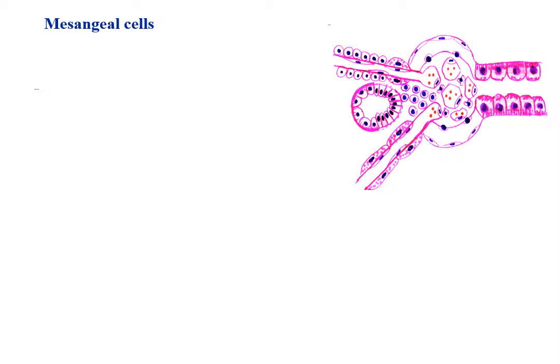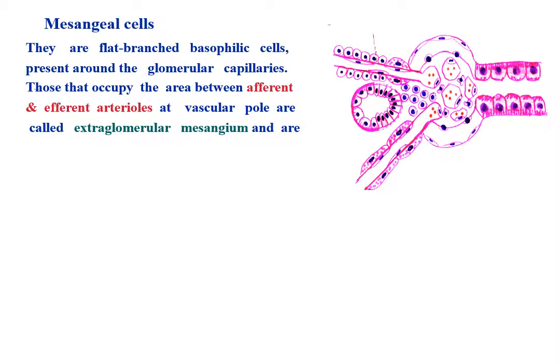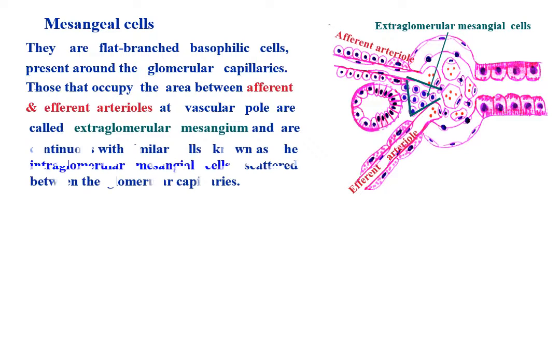Mesangial cells. They are flat-branched basophilic cells present around the glomerular capillaries. Those that occupy the area between the afferent and efferent arterioles at the vascular pole are called extraglomerular mesangium and are continuous with similar cells known as intraglomerular mesangial cells scattered between the glomerular capillaries.